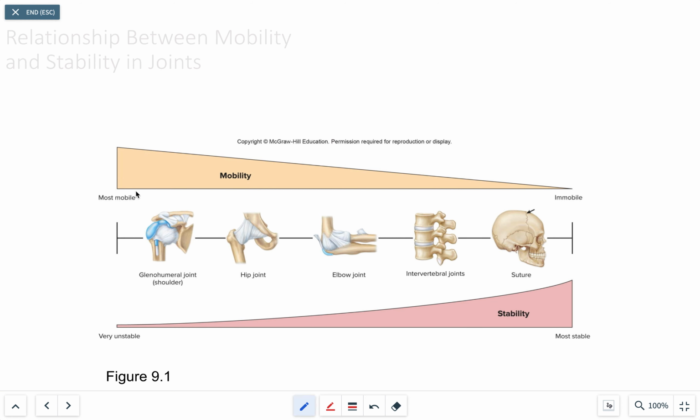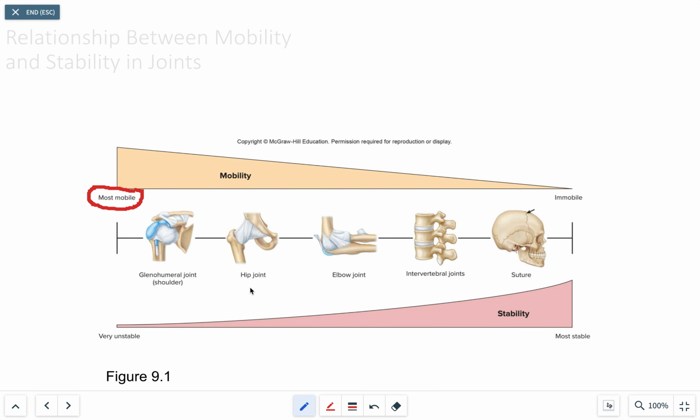So the chart starts out with the joints that are considered to be the most mobile, such as the glenohumeral joint, or the shoulder joint. And we see that when a joint has an increase of mobility, then we are also going to have a decrease in stability in the joint.